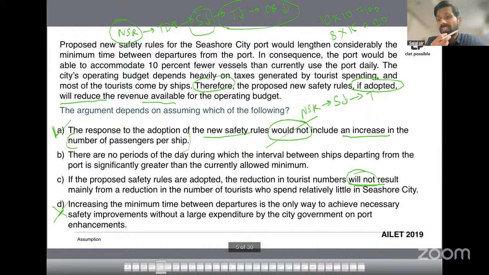So it says the reduction in tourist numbers will not result mainly from a reduction in the number of tourists who spend relatively little. Let's say this reduction actually comes about from a reduction in the number of tourists who spend relatively little. Let's say they spend only rupee 1.